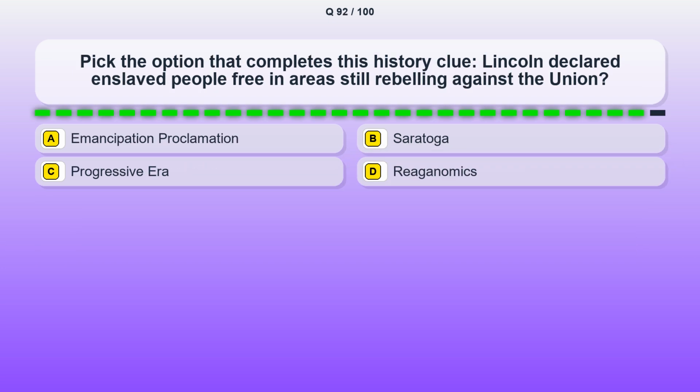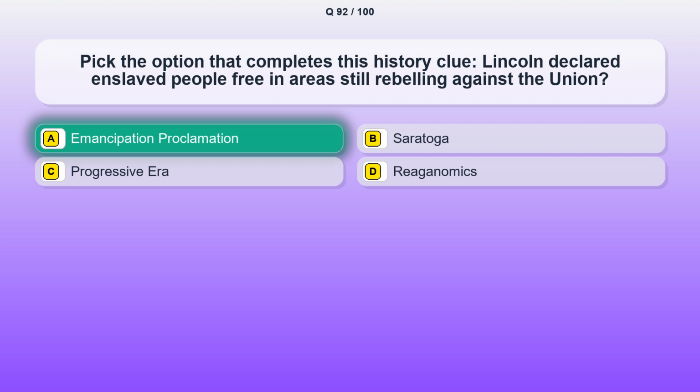Question 92. Pick the option that completes this history clue. Lincoln declared enslaved people free in areas still rebelling against the Union. Option A, Emancipation Proclamation. Option B, Saratoga. Option C, Progressive Era. Option D, Reaganomics.